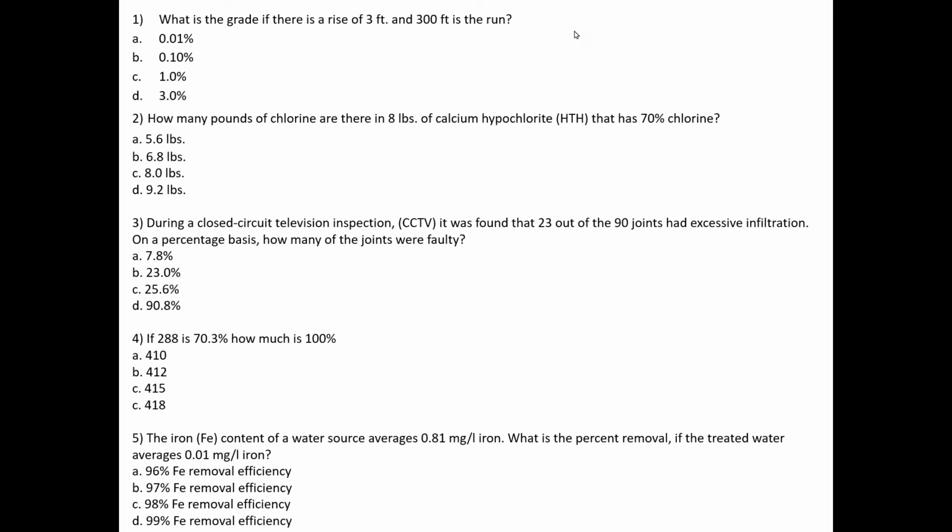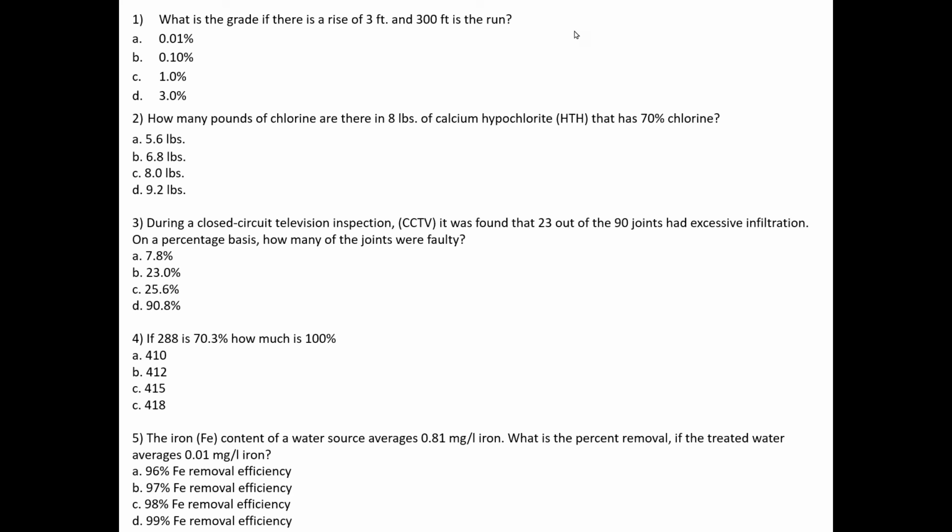Then this next one is kind of a funky one. It says, during a closed circuit television inspection, it was found that 23 out of 90 joints had excessive infiltration. On a percentage basis, how many of the joints were faulty? So it's asking you a percentage, so whatever you figure out is going to be multiplied by 100. Right? So it's saying that 23 out of 90 are bad. So what is that in a percentage? We would know that 45 would be 50%, right? So out of 90 joints, there were 23 of them bad.